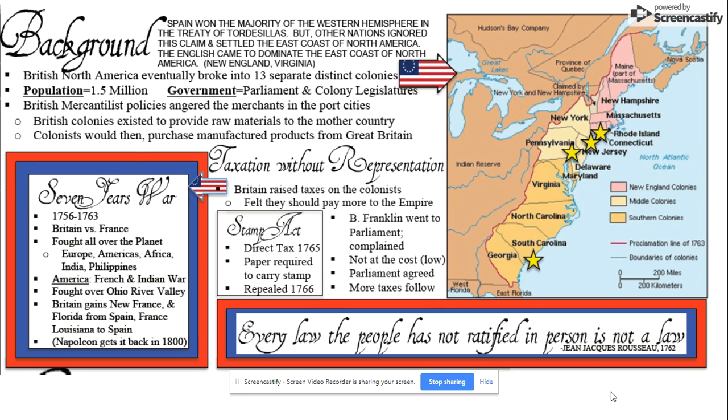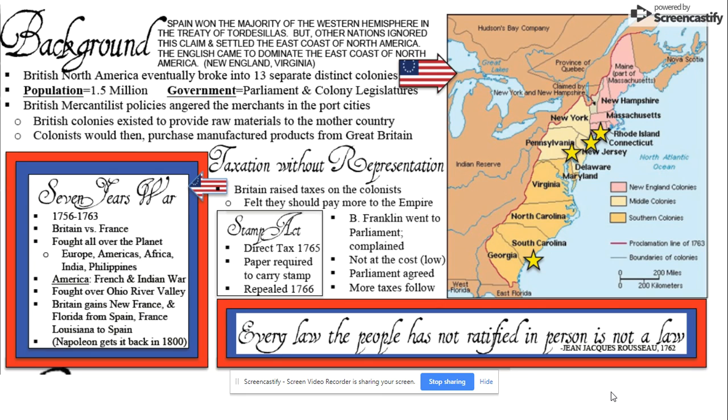So in order to help pay for the war, which a lot of it was fought in America, they start taxing the colonists because they were the ones being protected, so they should have to pay for everything. Britain's also going to leave troops in the colonies to prevent another war, and the colonists really don't like that.